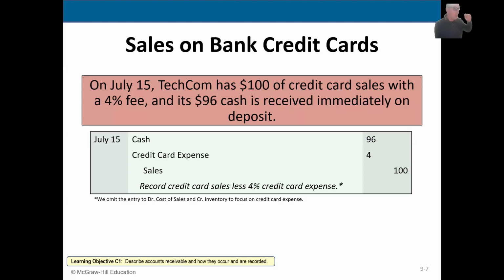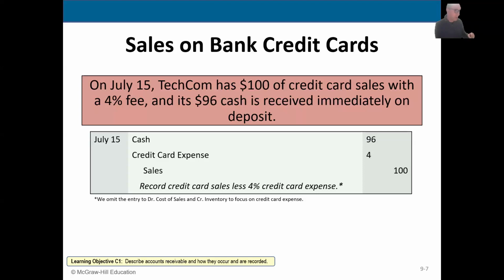So the way it works is, let's say you purchase something from the store for $100 and you use your credit card to pay for it. Okay? This is what happens on the business side of that transaction. The business debits cash for $96. Why? Because in business, if you accept credit cards as a form of payment, the business has to pay what's called a credit card transaction fee.